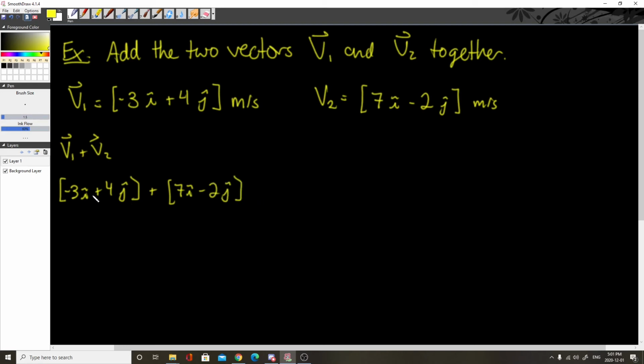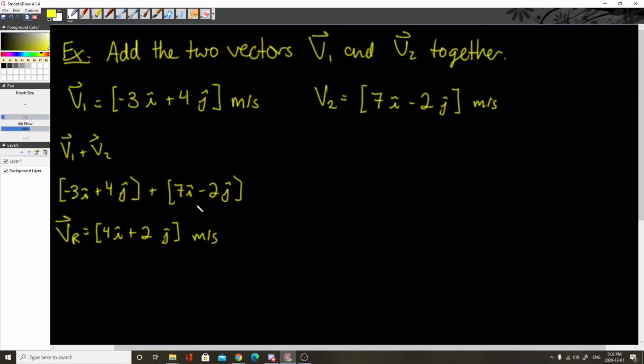And now we just add up the i's, so negative 3 plus 7 is going to give me positive 4i. And then add up the j's, so 4j minus 2j gives me positive 2j. And that is our resultant vector in unit vector form.